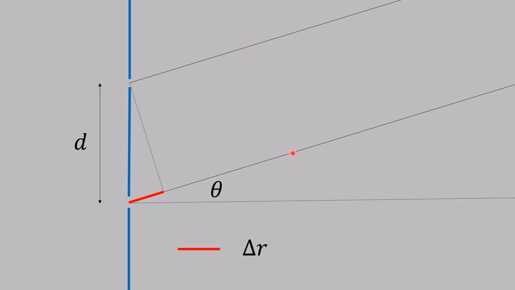But if the point is far enough away, then at the scale of this picture, the rays look like they're parallel. So this is the extra distance that the bottom ray has to travel. That is delta R. We need to know what delta R is so that we can use our previous formulas for the conditions for maximum constructive or destructive interference. Well, that's easy to do because we've got a right triangle.